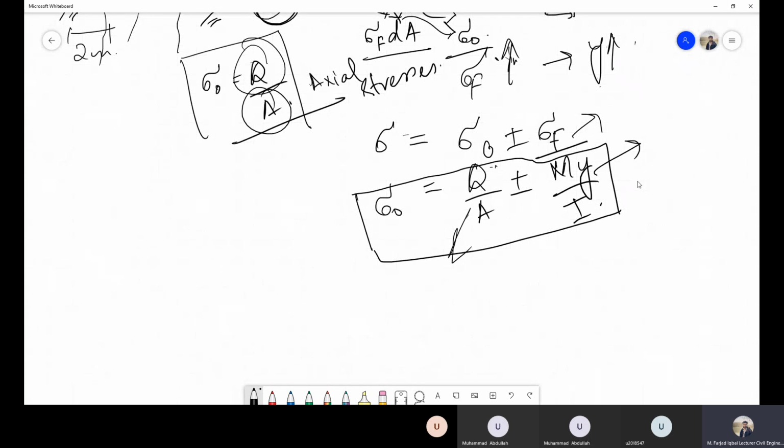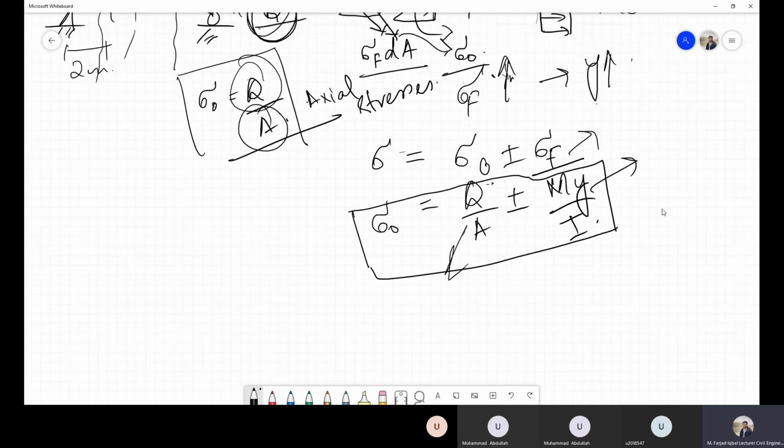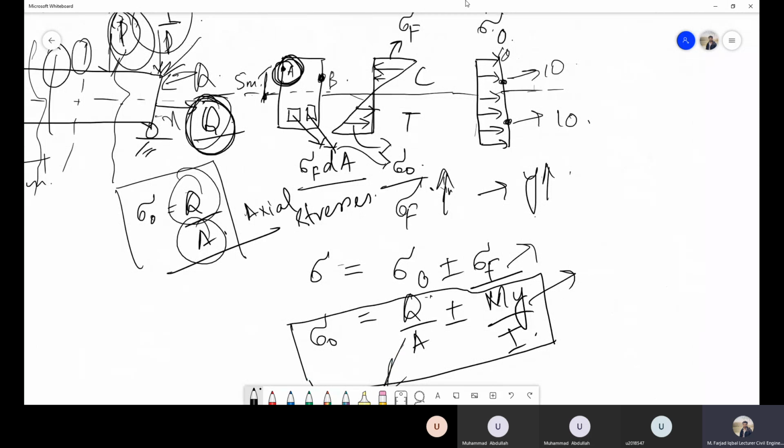And this positive and negative sign depends on whether these stresses are in tension or compression. For example, if I am calculating the stress at this point B, then from the flexural formula I can see that the stress is compressive at this point B. And from the axial stress diagram, I can see that the stress is tensile. So for this point B, if I write the equation, this is tensile, so I can take tensile as positive. So the equation will be Q over A minus My over I. So this is the combined stress at point, let's call it D.